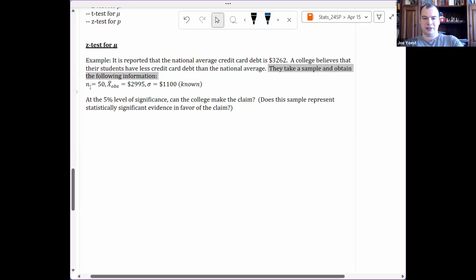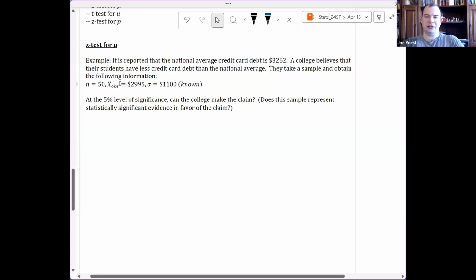They obtain the following sample data. Sample of size 50, X bar observed of 2995, and standard deviation of 1100. And we'll assume that that's the population standard deviation, and we know that somehow. Just like for confidence intervals, we're going to start with this simpler setup where we know the population standard deviation. And then later on, we'll look at what happens if we relax that, and we have to estimate this by the sample standard deviation.